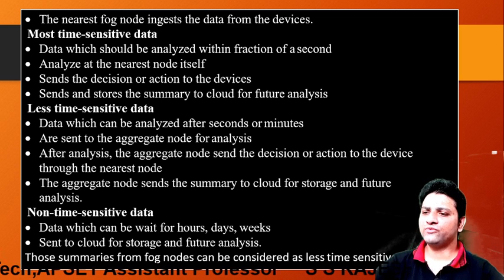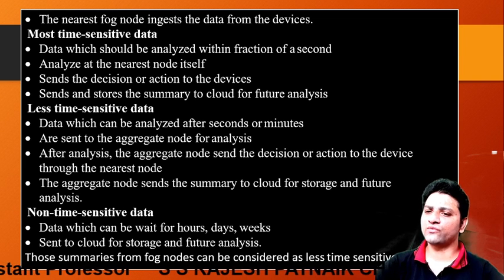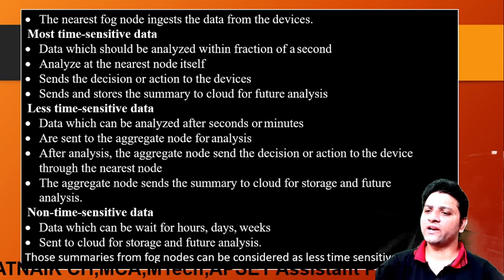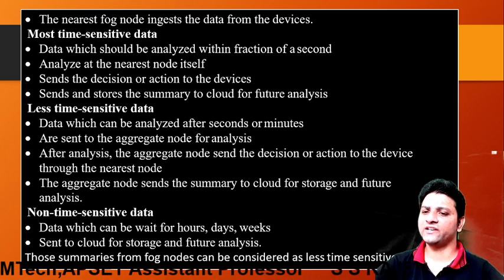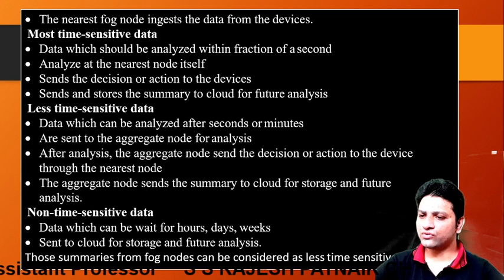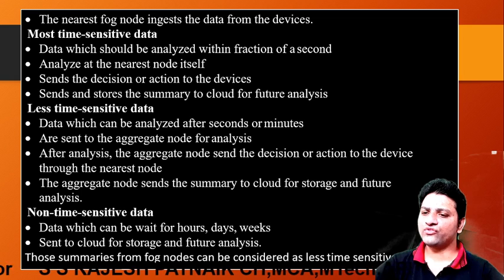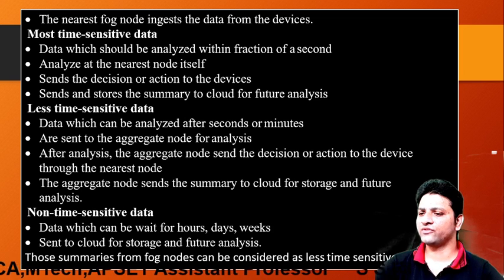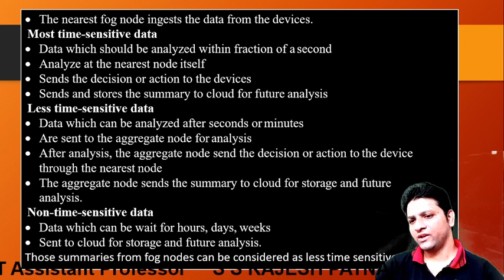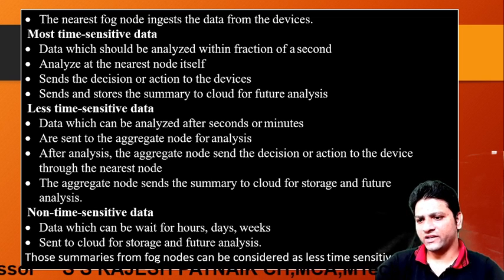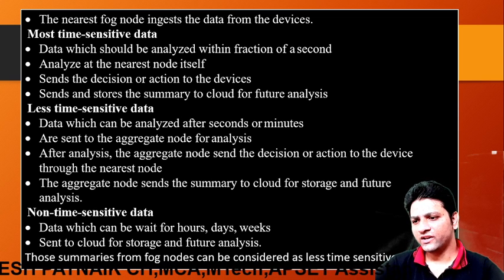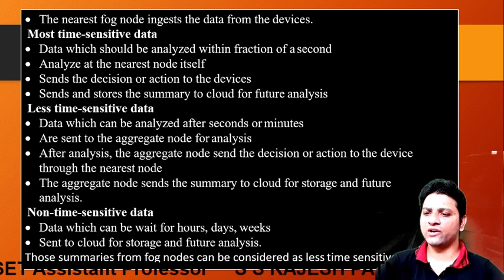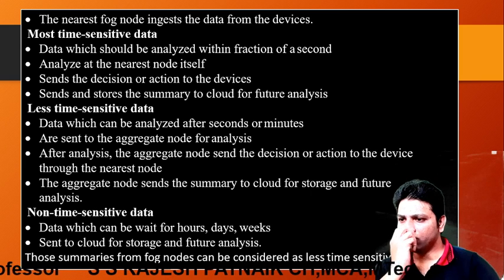Less time sensitive data, which can be analyzed after seconds or minutes, is sent to the aggregate nodes for analysis. After analysis, the aggregate nodes send the decision or action to the nearest node and the device. The aggregate node sends the summary to the cloud for storage and future use. I already told you about less time sensitive data. Non-time sensitive data, which can wait for hours, days, or weeks, is sent directly to the cloud for future analysis. So this is the thing here.